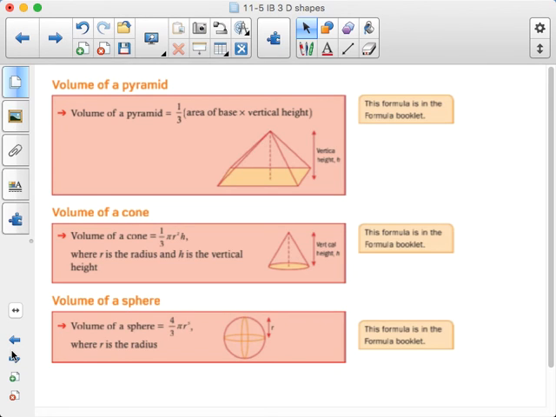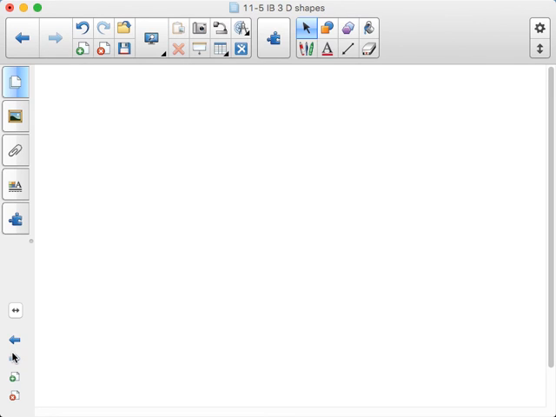The only things that are different are these three. The volume of a pyramid, which is 1/3 times the area of base times vertical height, the volume of a cone, and the volume of a sphere. I just realized I said all right a lot in this video. Anyway, all of these formulas are in the formula booklet, so you can write them down now, but they're also in the formula booklet. And we're done.